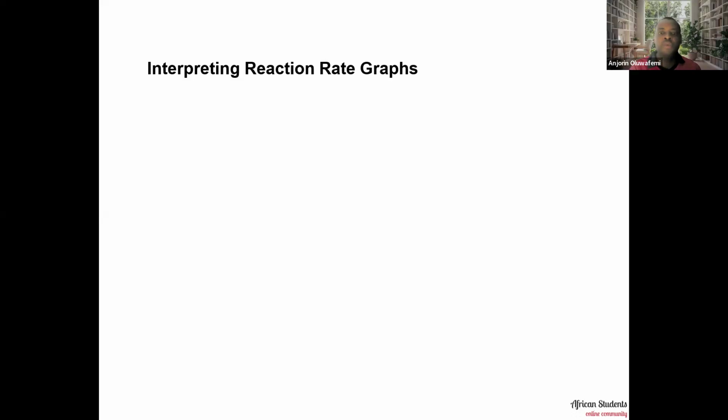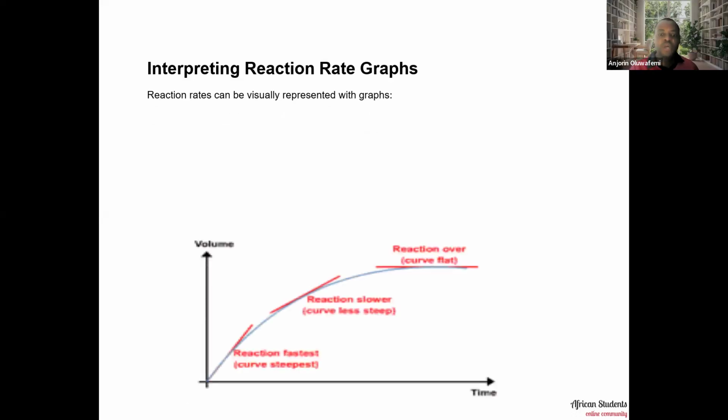So, interpreting reaction rate graph. Reaction rates can be visually represented with graphs. And if you look at it, this is a reaction rate graph. From point zero to about a quarter of the slope, you discover that the reaction is fast, so the curve is steepest in this particular region. Then the reaction slows down from the middle, and then the reaction is over and the curve becomes flat at the tip edge.